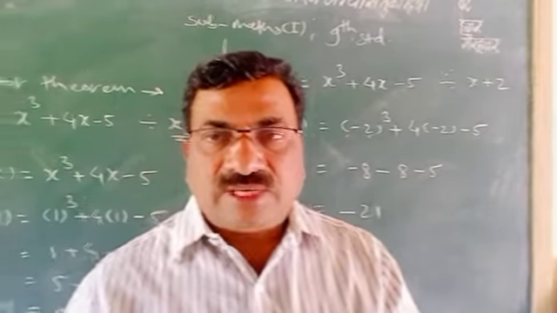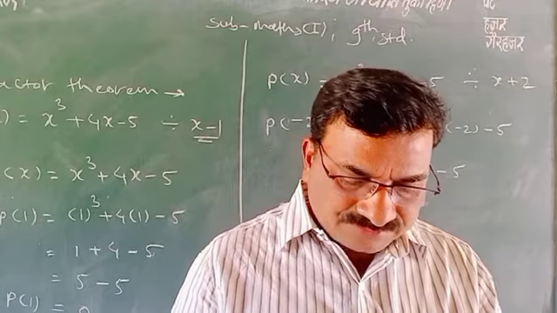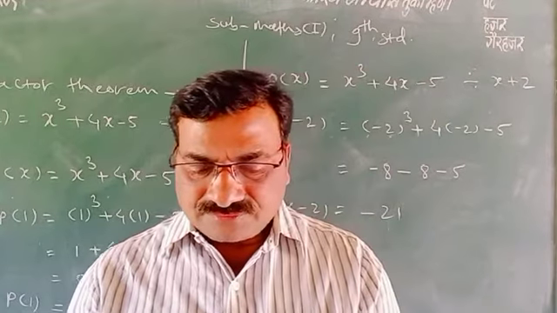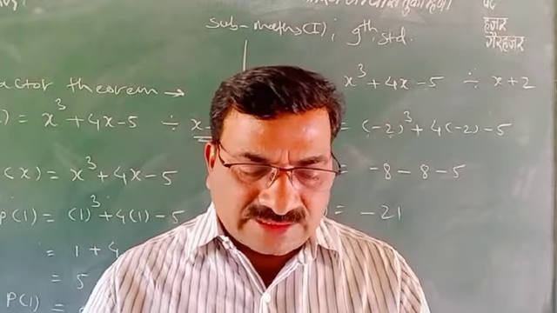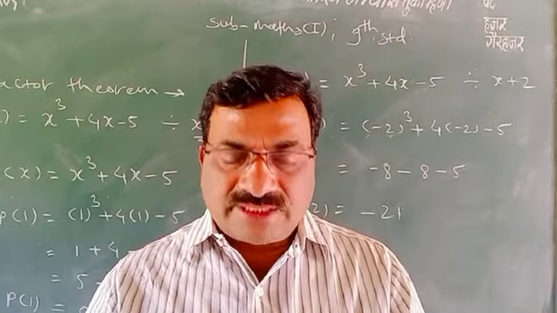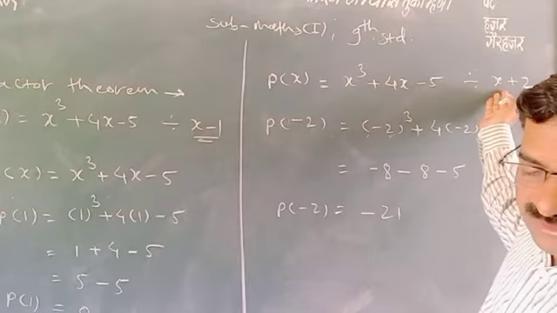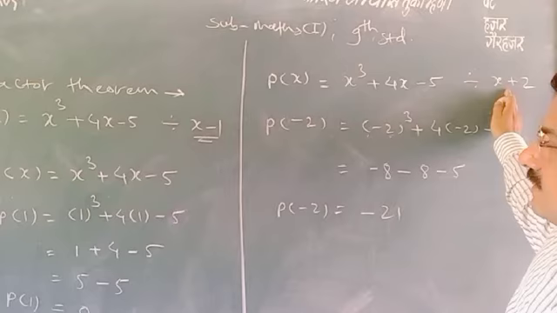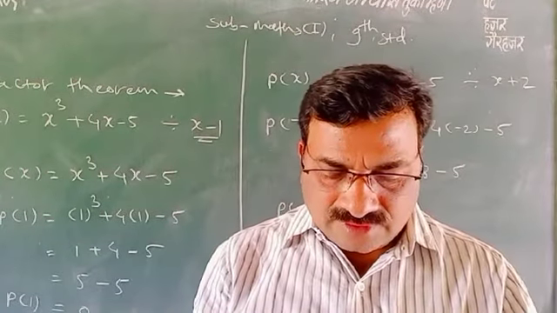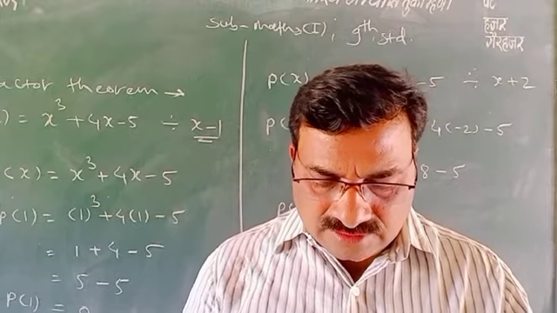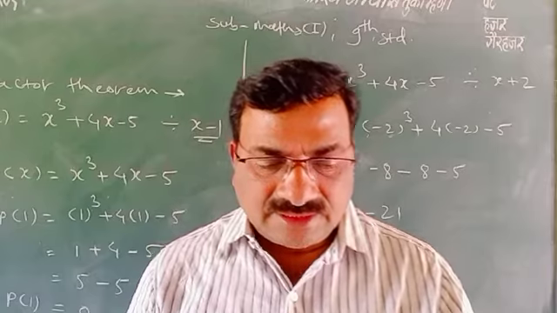This is the factor theorem. In this way you can solve different examples. Here is one activity. Verify that x minus 1 is a factor of the polynomial x cube plus 4x minus 5. Same thing, instead of x plus 2 we have to substitute the value for x minus 1. Solve that activity.